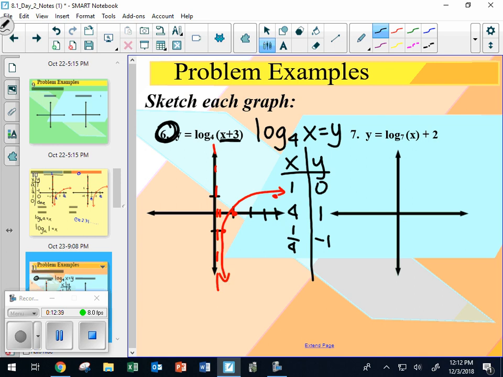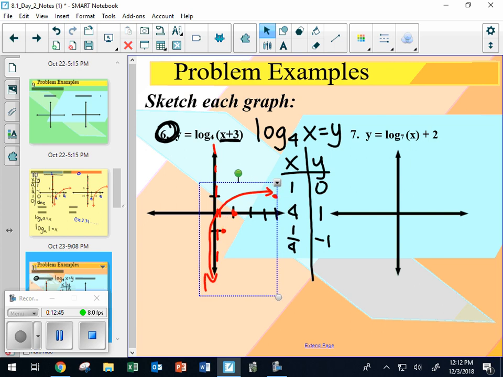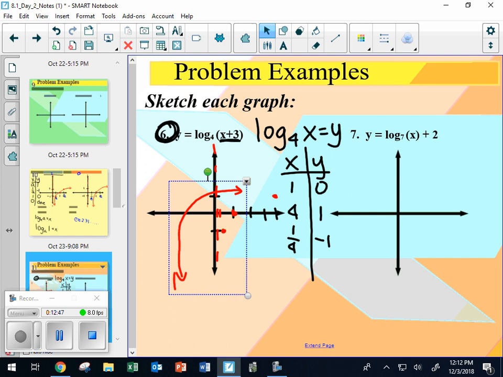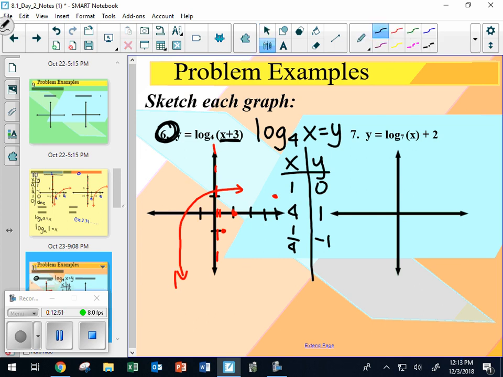Left. So if we're moving left, all we have to do is take our graph and move it 3 to the left. So I'm going to move 1, 2, 3 to the left. So here, we have moved it 3 to the left.